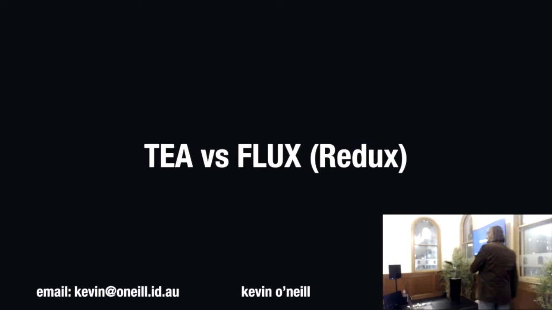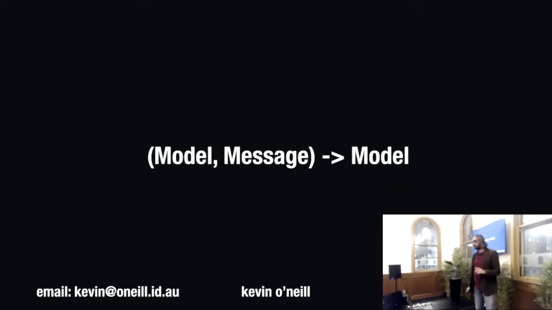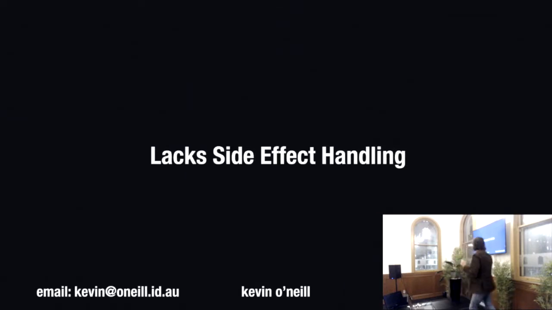T versus Flux or Redux. You hear Redux come up a lot, especially since we've gone to SwiftUI. Redux is a sort of implementation of the Elm architecture. Flux, sort of implementation of the Elm architecture for React and other frameworks. But it lacks one crucial thing. It's model message to model. Okay? It has no explicit side effect handling.